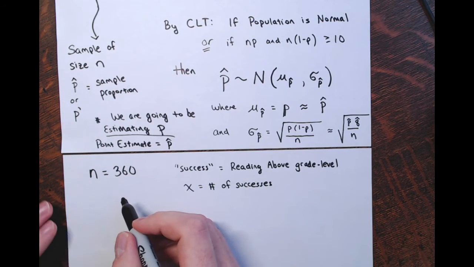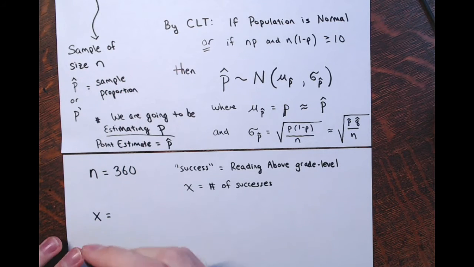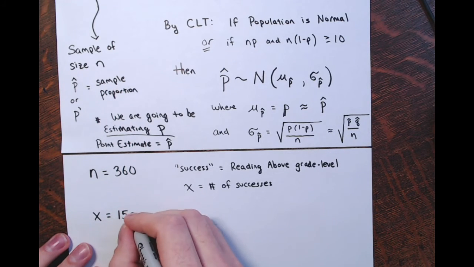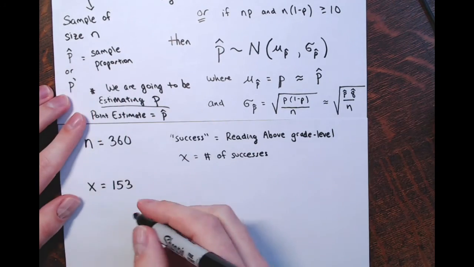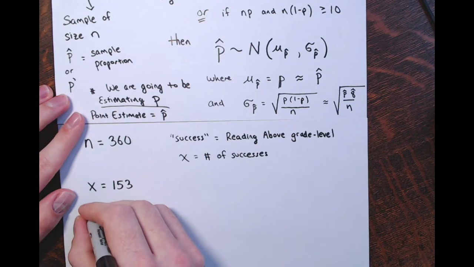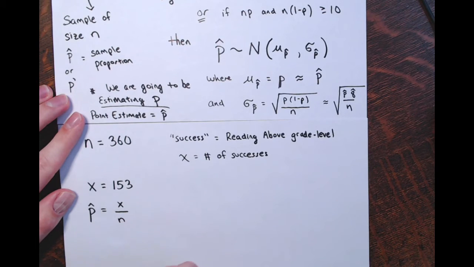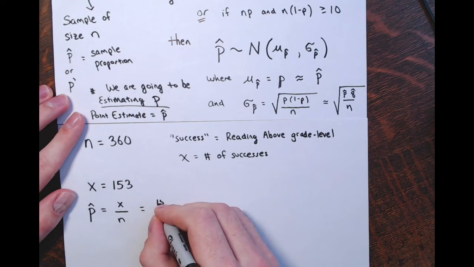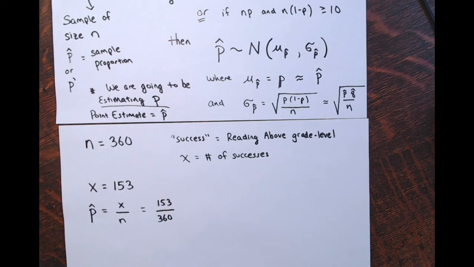So in this particular sample, of these 360 elementary school children, they found that 153 of them were above grade level readers. So the number of successes is 153. All right, so then we can get our sample proportion, the p hat or p prime. Remember, it's just the number of successes divided by the sample size. So 153 out of the 360 children were above grade level readers, considered successes.